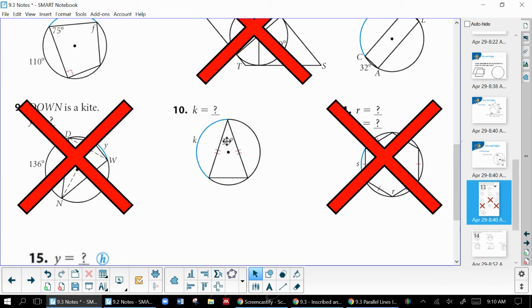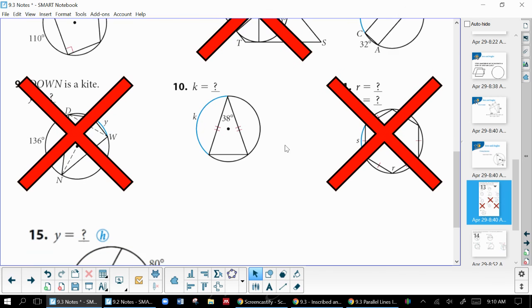10 actually goes back and even uses some things that you learned about last section. If these two chords are equal, what's that tell you about those two arcs? Can you find that one?